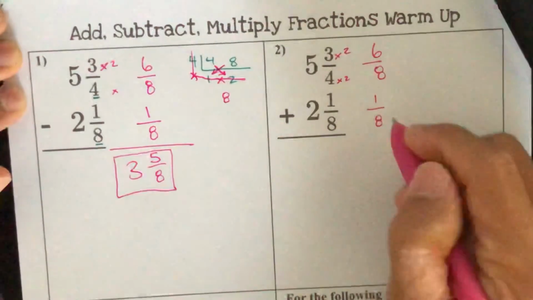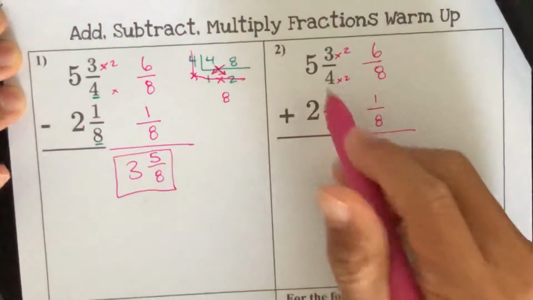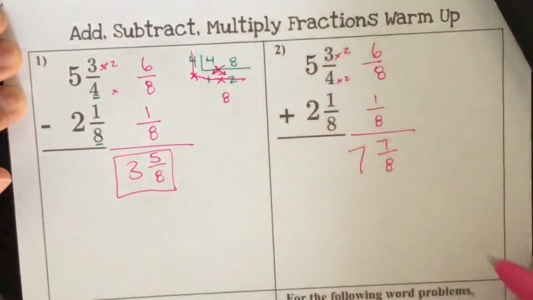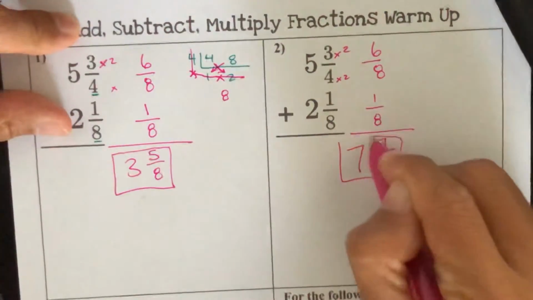So we're adding 6/8 plus 1/8. Well, that is going to be 7/8. Instead of subtracting 5 and 2, you are adding them up, and you get 7 and 7/8. You can't reduce this. It is a proper fraction, so that's our answer.